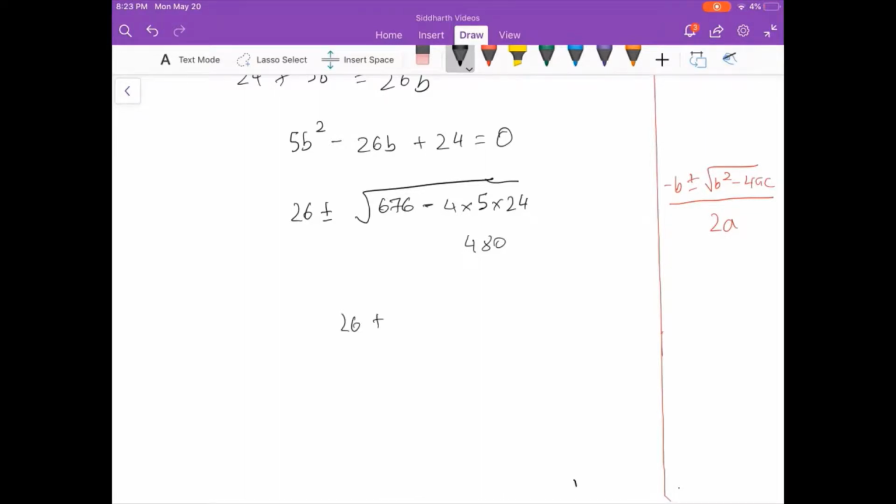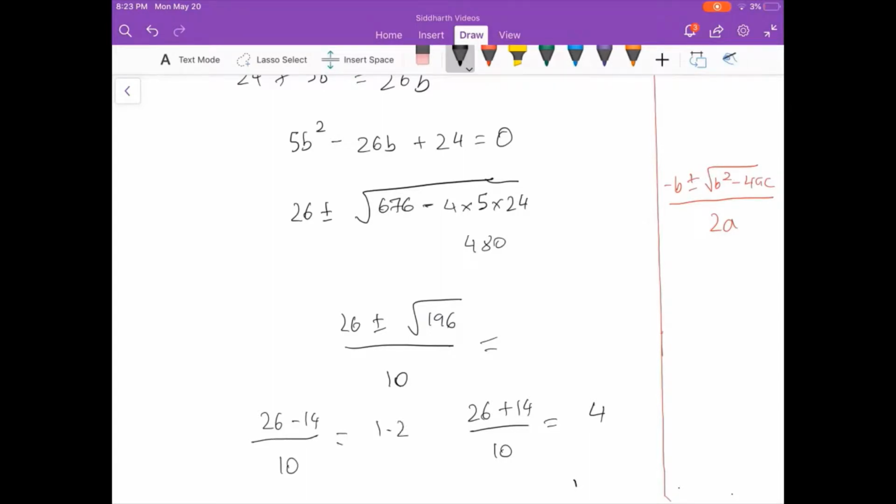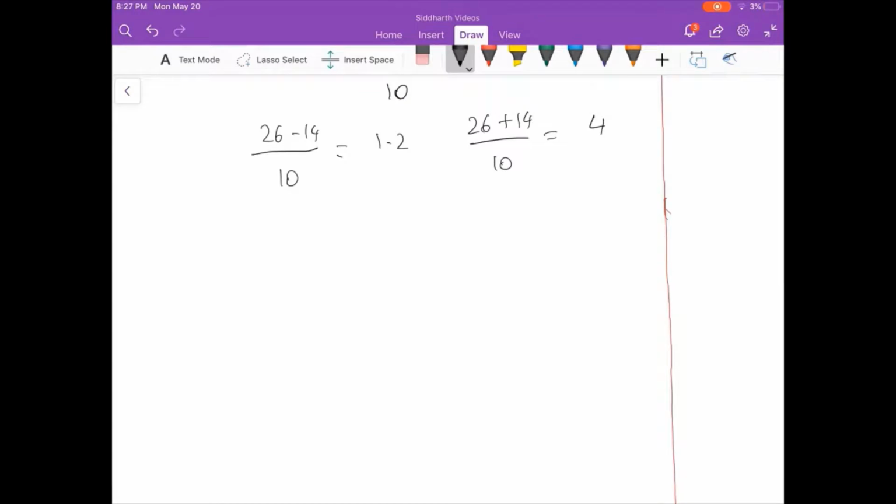4 into 5 into 24 is 480, and simplifying the square root, we get 196. So 26 plus or minus square root of 196 divided by 2 times 5, which is 10. The square root of 196 is 14. So the solutions are 26 plus 14 over 10, which is 4, and 26 minus 14 over 10, which is 1.2. B can have two values, 1.2 and 4.